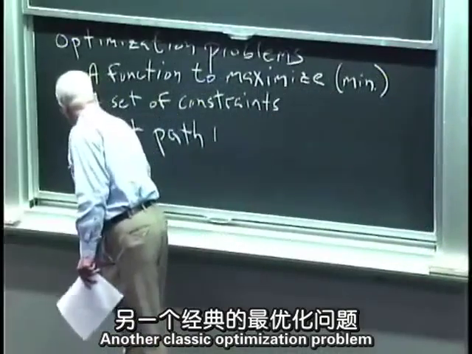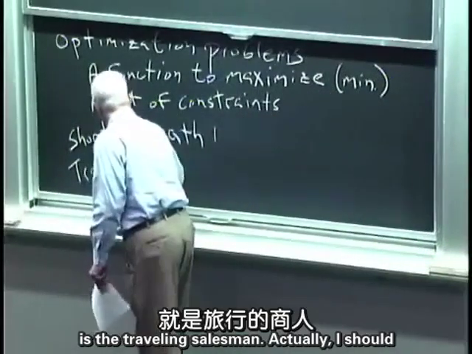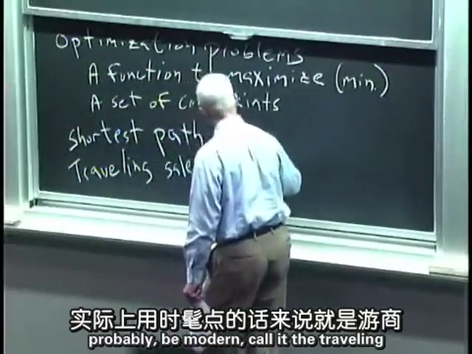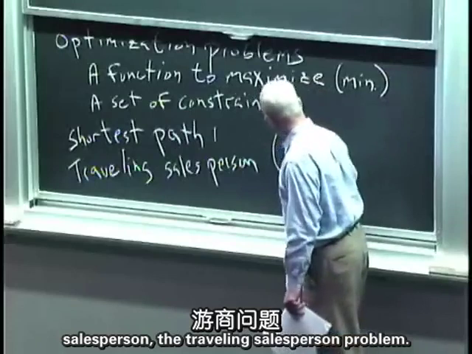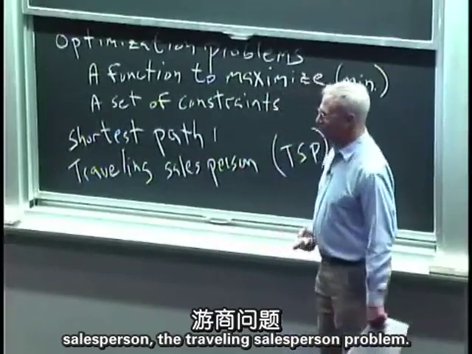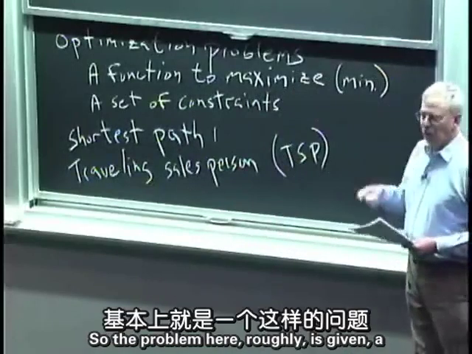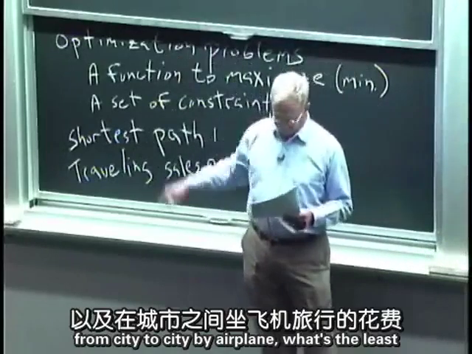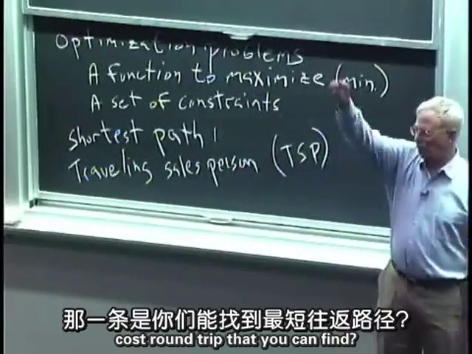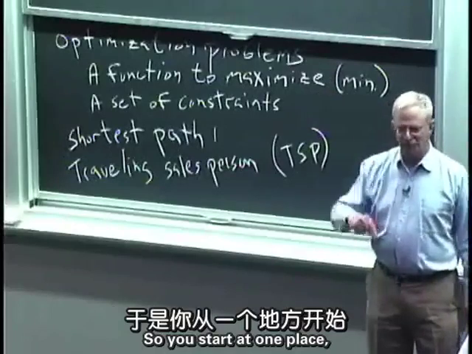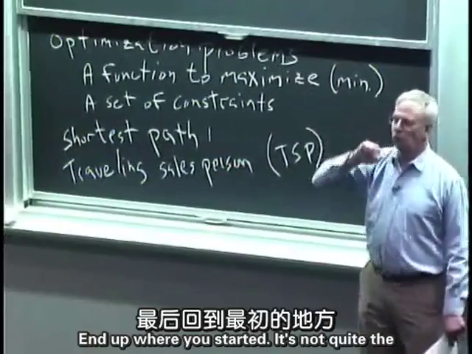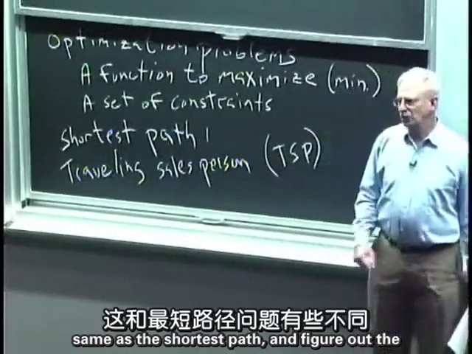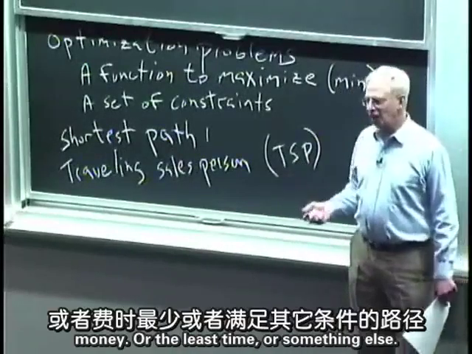Another classic optimization problem is the traveling salesman. Actually, I should probably be modern and call it the traveling salesperson problem. So the problem here, roughly, is given a number of cities and the cost of traveling from city to city by airplane, what's the least cost round trip that you can find? So you start at one place, you have to go to a number of other places, and end up where you started. It's not quite the same as the shortest path. You figure out the way to do that that involves spending the least money or the least time or something else.